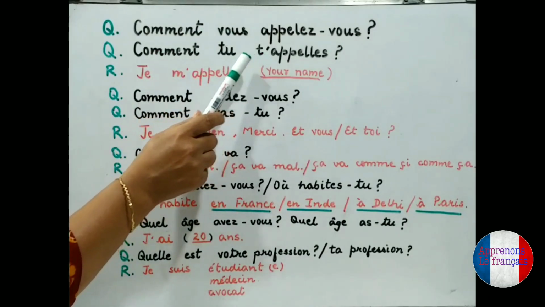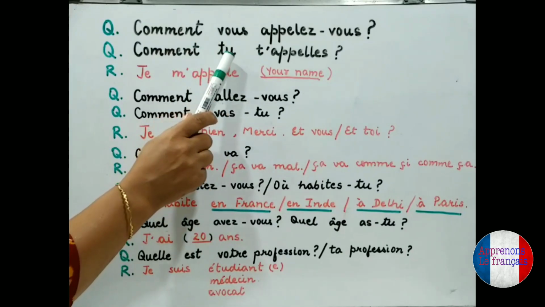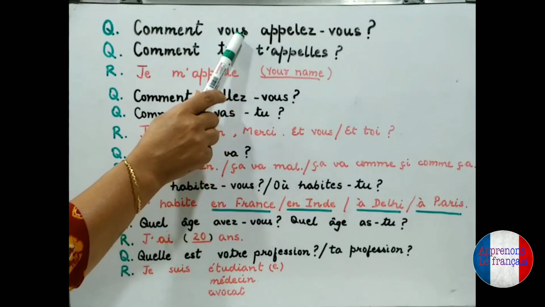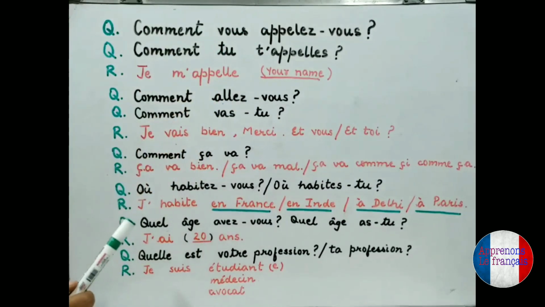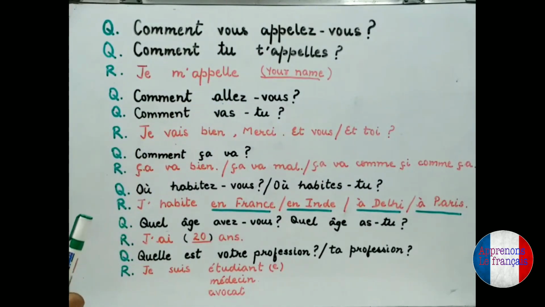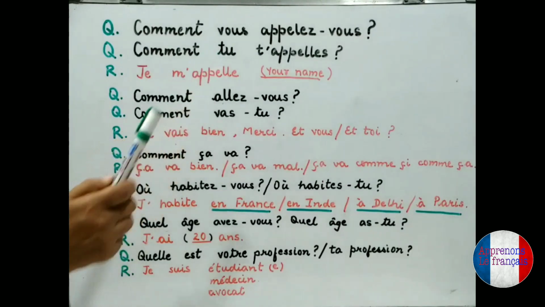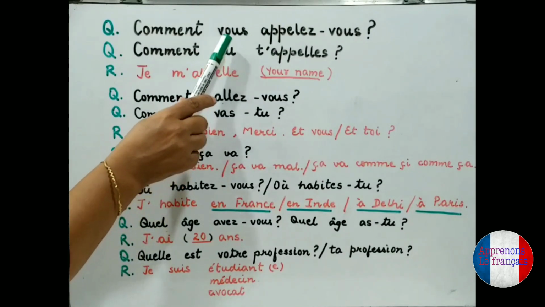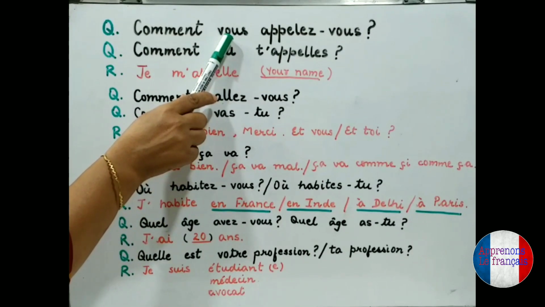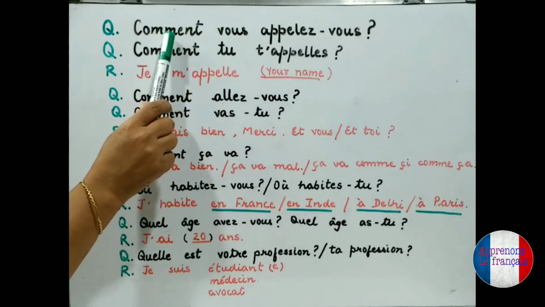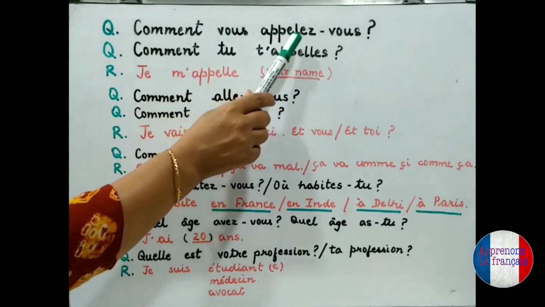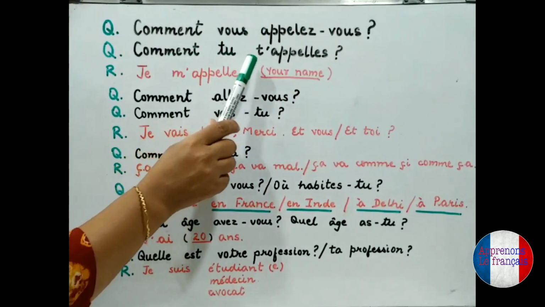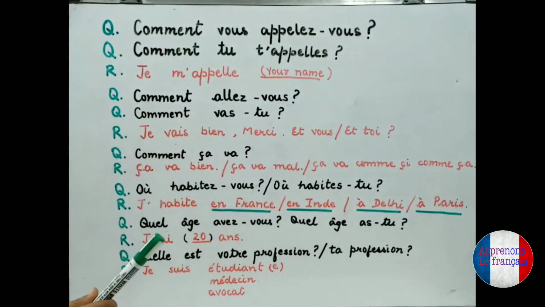Similarly, we can also say comment tu t'appelles. Comment tu t'appelles is also how you call yourself. But as I've told you in the last lesson, vous we use for somebody who is senior to us or to give respect, and tu is for somebody who's your friend, who's friendly to you or who's junior to you. As in Hindi, if you know the Hindi language, tu is for tu and vous is similar as we use for aap. So, I'll repeat the questions once again. It's comment vous appelez-vous? Comment tu t'appelles?